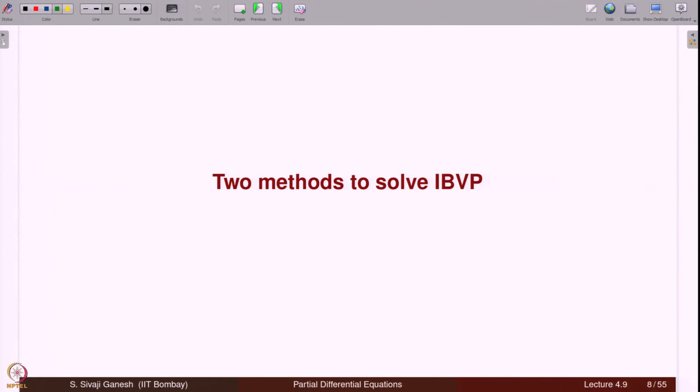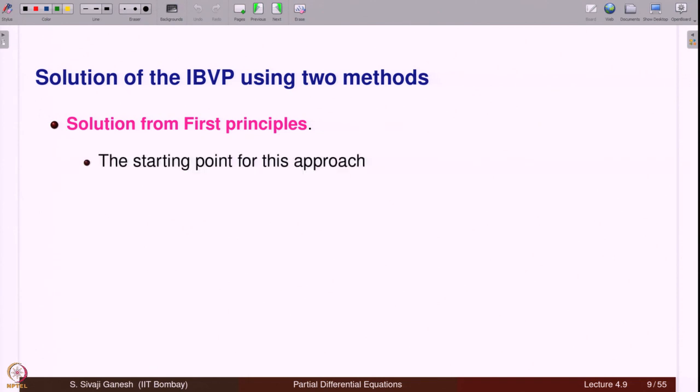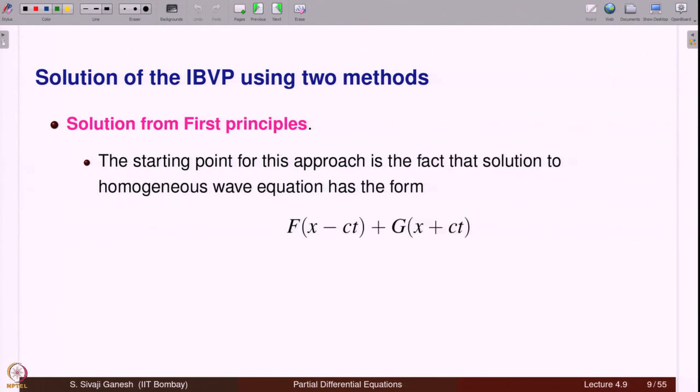So, there are two methods that we are going to discuss to solve the initial boundary value problem. One is solution from first principles, which is what we are going to discuss in this lecture. The starting point for this approach is the fact that the solution to the homogeneous wave equation is of the type f(x minus ct) plus g(x plus ct). That means it is a superposition of a left moving wave and a right moving wave.